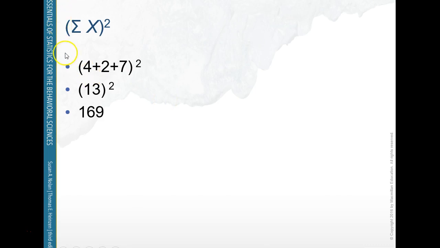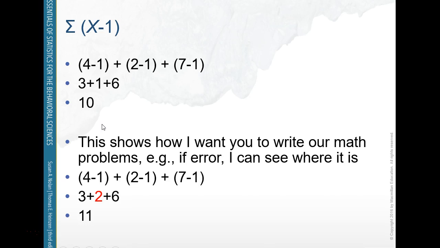Now if we add the parentheses, in parentheses sum of x squared, first you do what's in the parentheses. So 4 plus 2 plus 7, which is 13, and then you square it. That gives you 169. Sum of, in parentheses, x minus 1. So again, do what's in the parentheses first. 4 minus 1 plus, and this is the summation sign, 2 minus 1 plus 7 minus 1. So that's 3 plus 1 plus 6. That gives you 10.